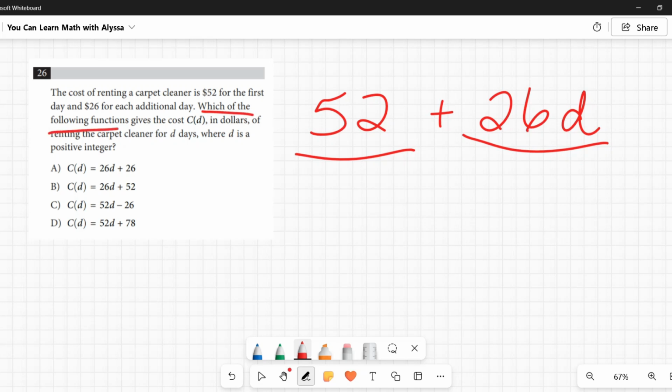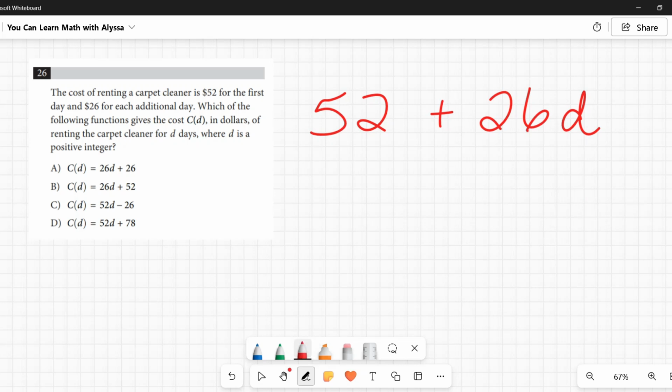It says, which of the following functions gives the cost C of D in dollars of renting the carpet cleaner for D days? So that counts this first day. It's included. Wait a minute. So if I put in a 1 here for D, then that's going to be 52 plus 26. That's not how much I'd have to pay if I rented it for one day. I would only have to pay $52 for that first day. So how can I represent that? What would it be?